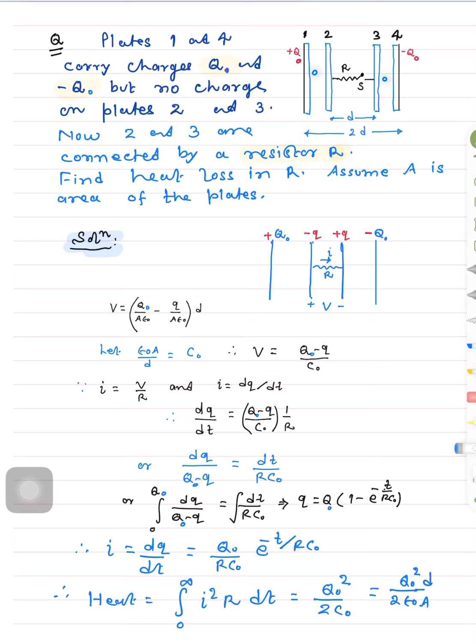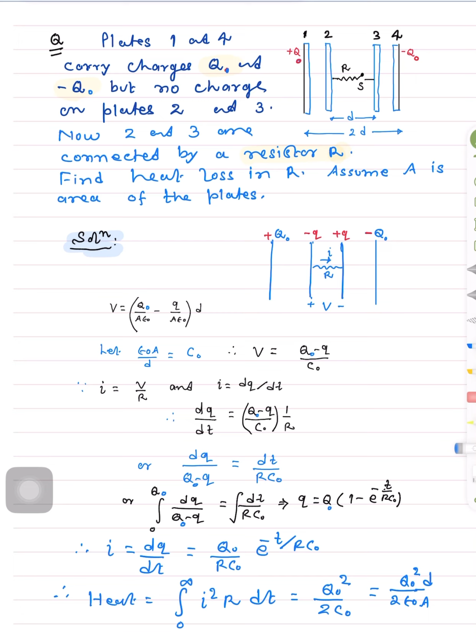They are placed symmetrically. We can say that this is d by 2, this is d by 2. What we have to find? We have to find the heat that will be dissipated in a resistor which is connected now between plates 2 and 3. It is to be noted that initially these plates have no charge.